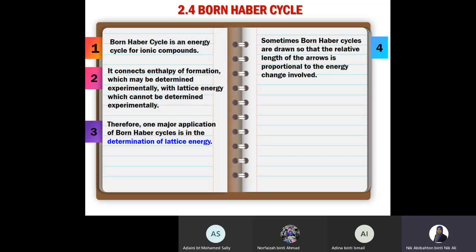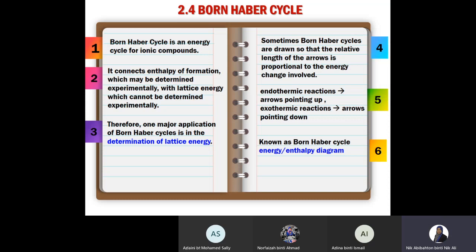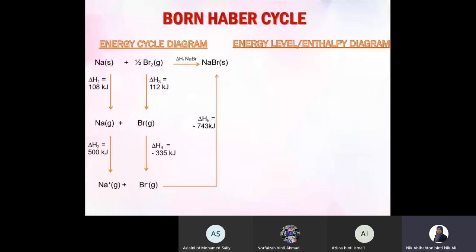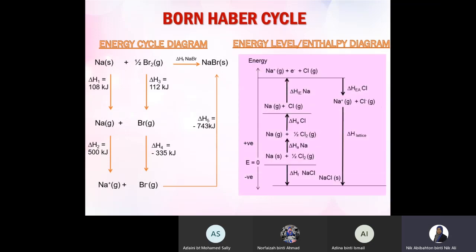Sometimes Born-Haber cycles are drawn so that the relative length of the arrow is proportional to the energy change involved. For an endothermic reaction, the arrow will point up with a positive value, while for an exothermic reaction, the arrow will point down with a negative value. This diagram we call an enthalpy diagram. Therefore, we can show the Born-Haber cycle using these two types: energy cycle diagram or enthalpy diagram. On my left is the energy cycle diagram, while on the right is the enthalpy diagram. We are going to look through both during this session.